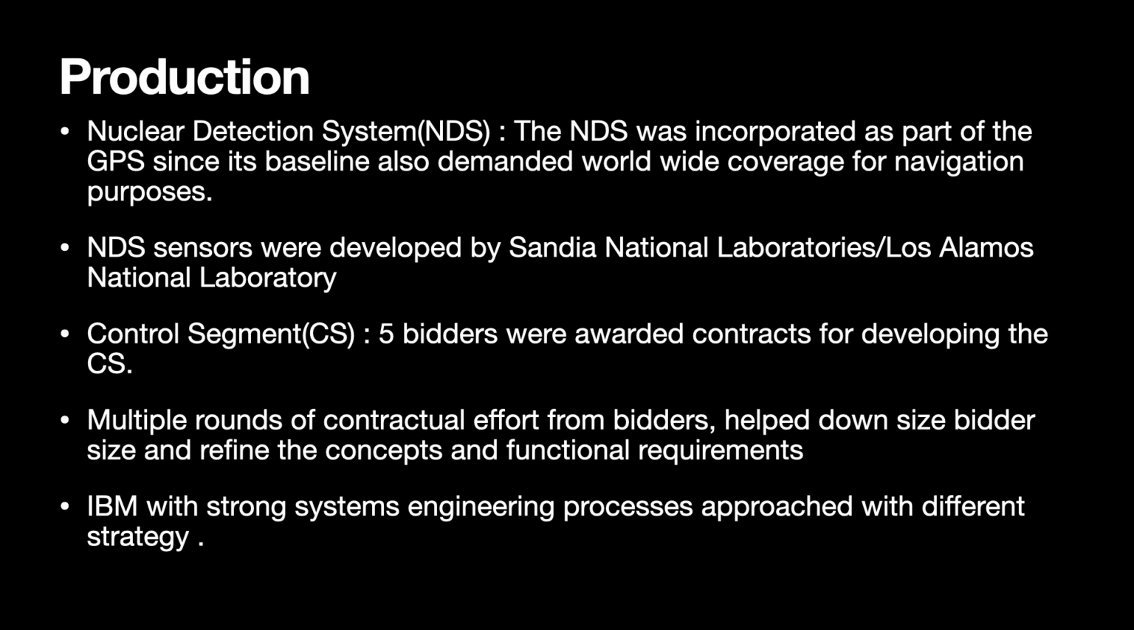The second example was that of the nuclear detection system. The NDS helped to provide an Earth-wide functionality to detect and report nuclear detonations of any kind that had happened in the atmosphere of the Earth or in near-Earth space in near real time. The GPS was thus the best system to carry this capability, as the GPS baseline demanded worldwide coverage for navigation purposes.